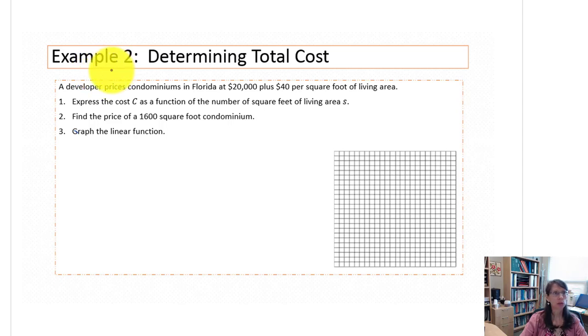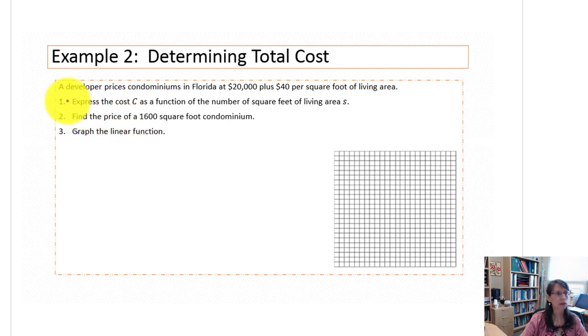In example 2, we will be determining total cost. A developer prices condominiums in Florida at $20,000 plus $40 per square foot of living area. The first thing we want to do is express the cost C as a function of the number of square feet of living area S. In step 2, we'll find the price of a 1,600 square foot condominium, and then we'll use that information to help us graph the linear function.